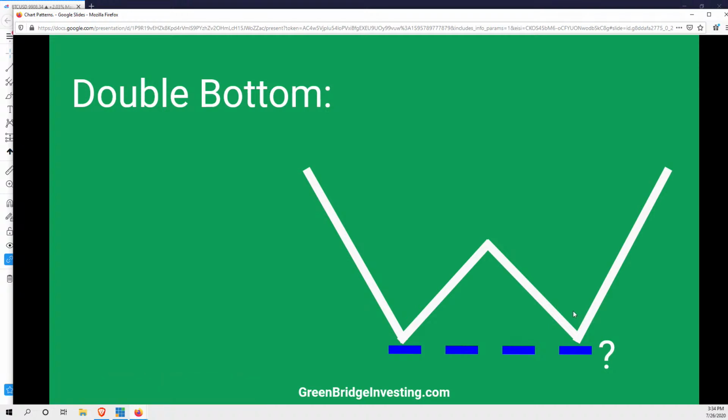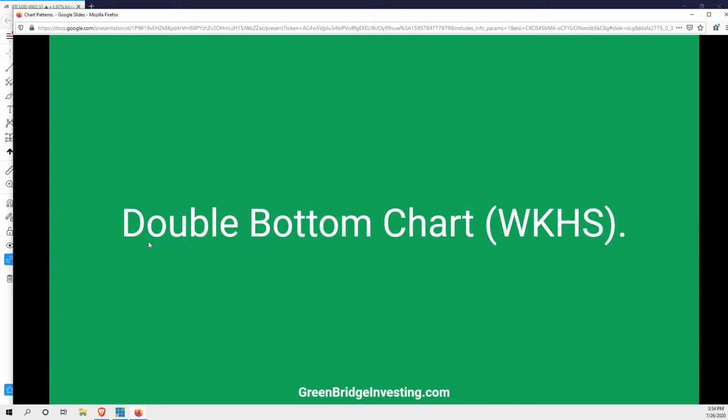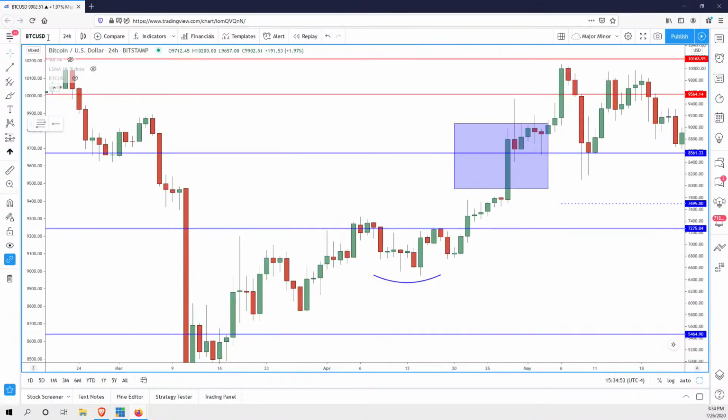We love these patterns. Now, what makes these patterns very valuable is not the pattern in and of itself. It's the context of the pattern, or where it appears. So let's take a look at the double bottom and let's look at a real chart example. And again, if you guys have any questions, please type them in the channel. If you're watching on YouTube, let me know.